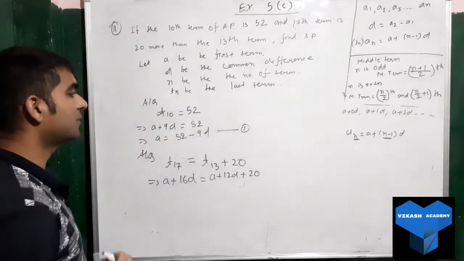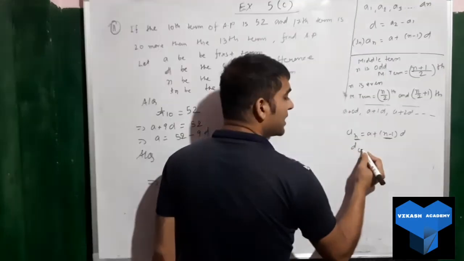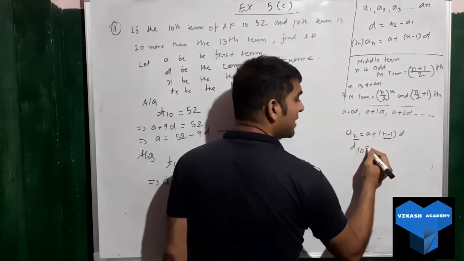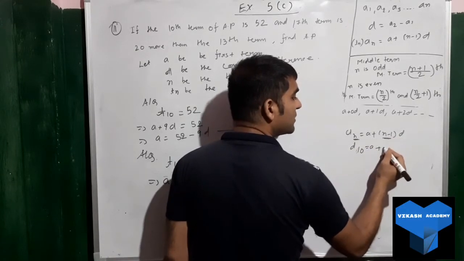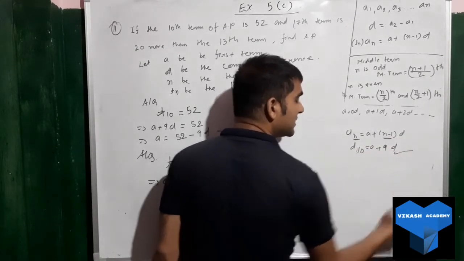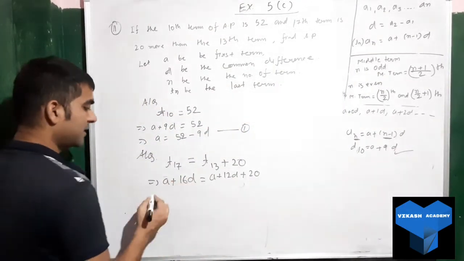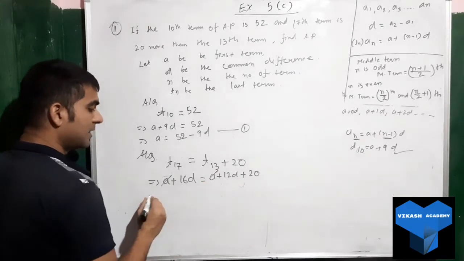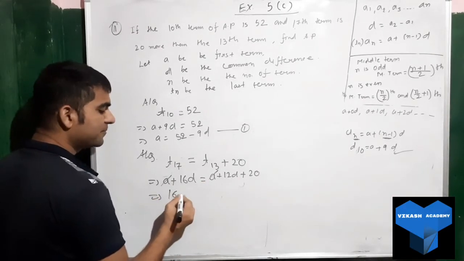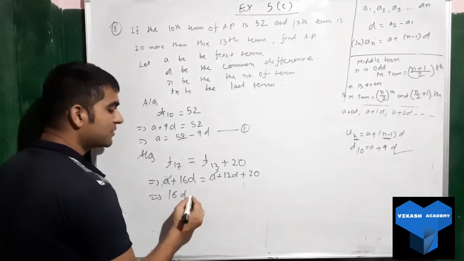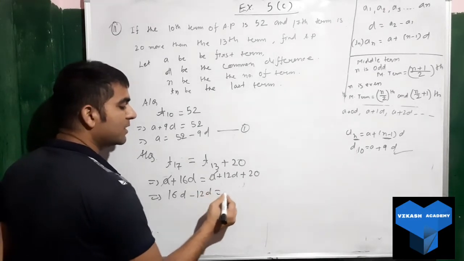Now if I have to find A10, what will I write? A plus 10 minus 1, so it will be 9D. I am directly using this formula. A13 is A plus 12D, plus 20. Now A cancels on both sides. Now 16D, you write 16D. Take 12D to this side, so minus 12D equals 20.